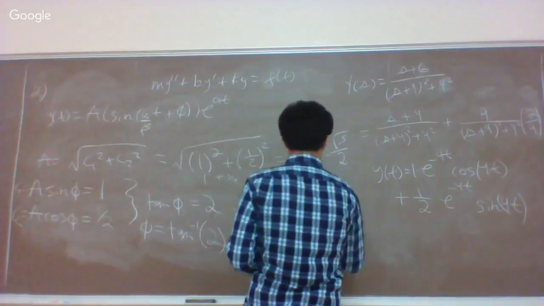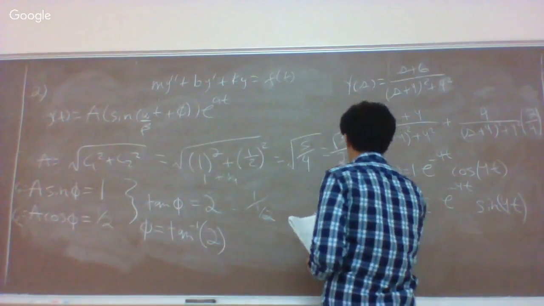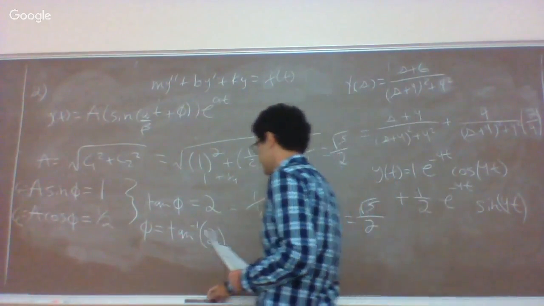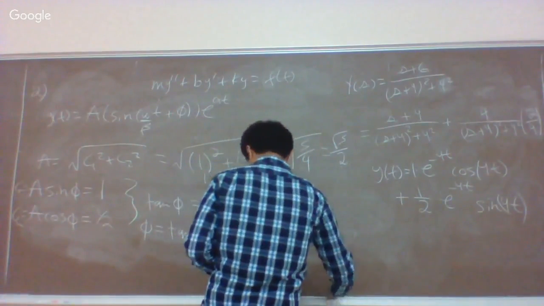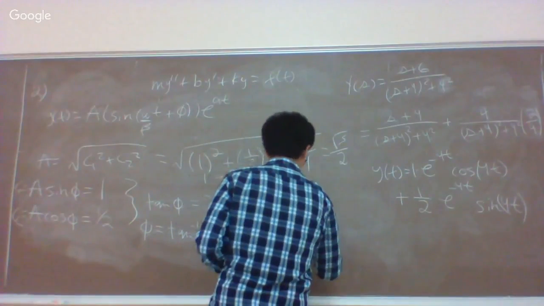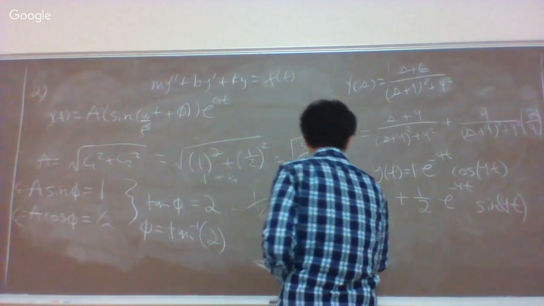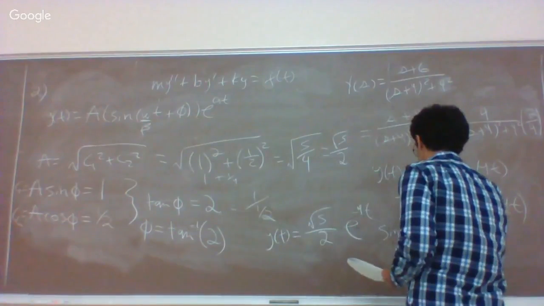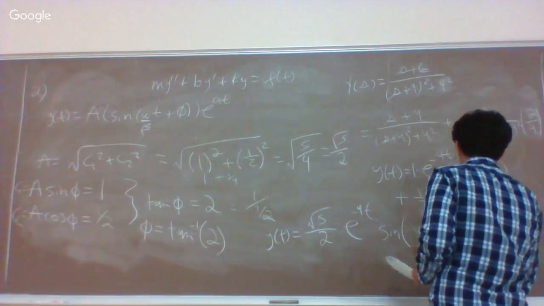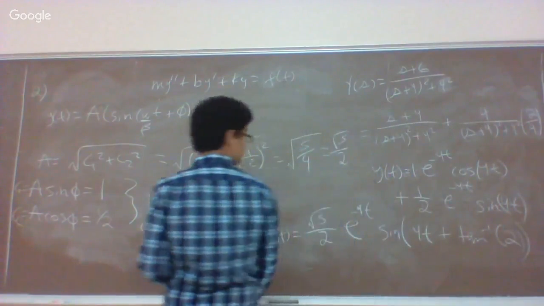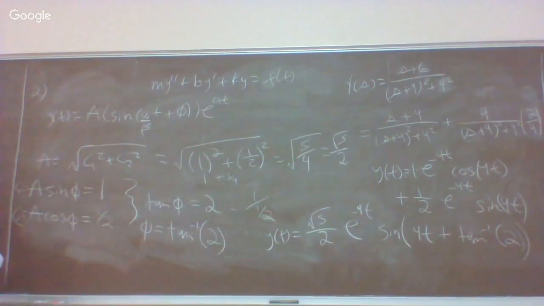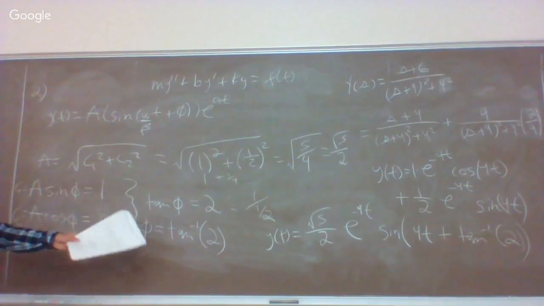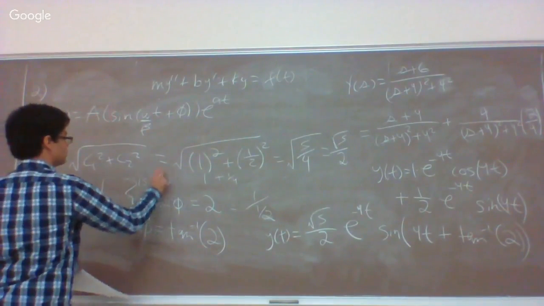So y of t is equal to our A value, square root of 5 over 2, times e to the negative 4t, times sine of 4t plus inverse tan of 2. So this is my final answer. Are you guys good with that answer? The question that was asked was, what if it's not in the first quadrant? This is in the first quadrant.